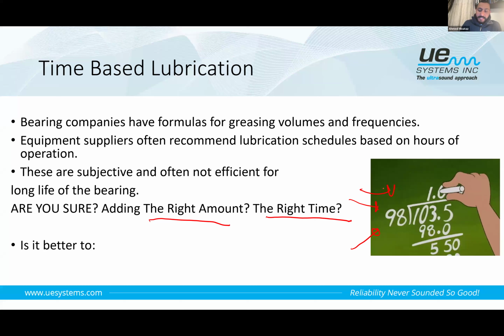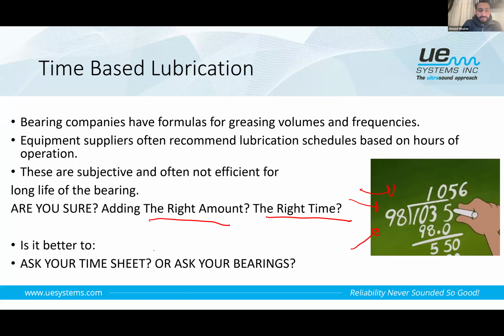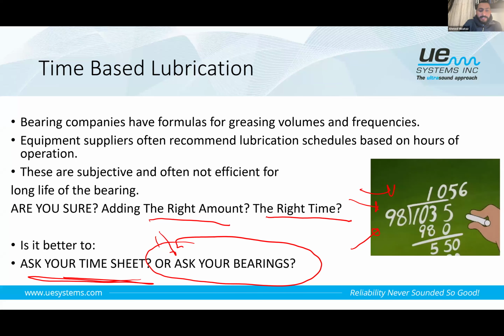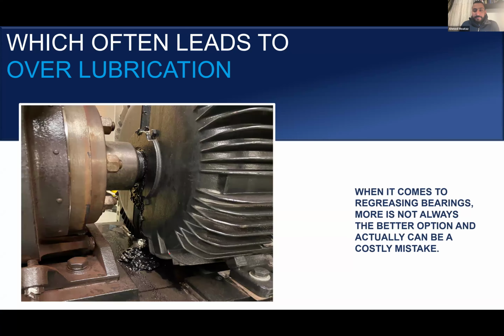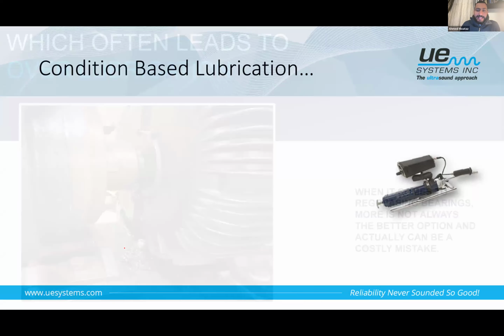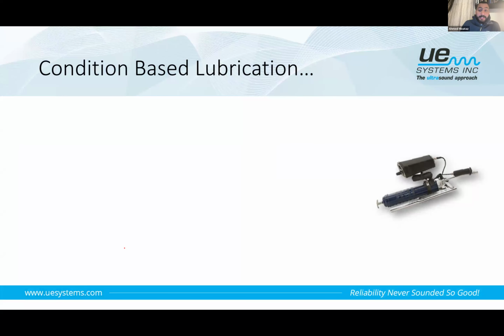So basically, we use the ultrasound to, instead of asking our timesheet, go and ask our bearings. The condition-based lubrication will help us to listen to the condition inside the bearing and to listen to what's happening inside our bearings. So using the condition-based lubrication will help us not to see these kinds of problems anymore, and will help us also to avoid having lack or over lubrication in our rotating equipment.